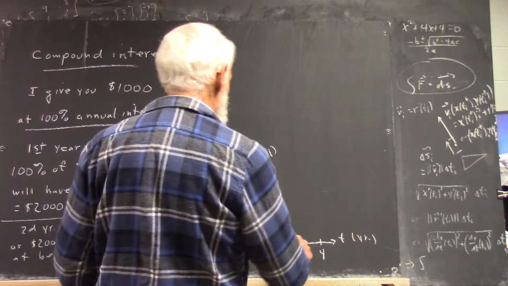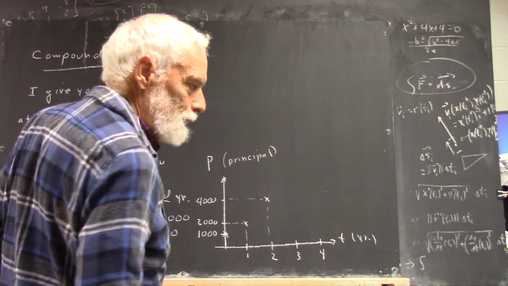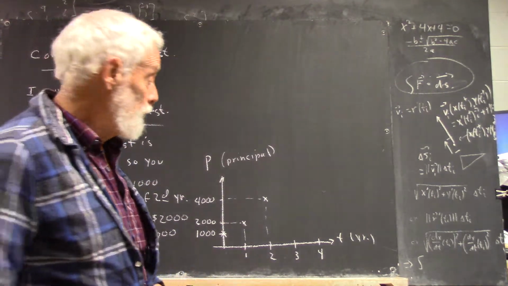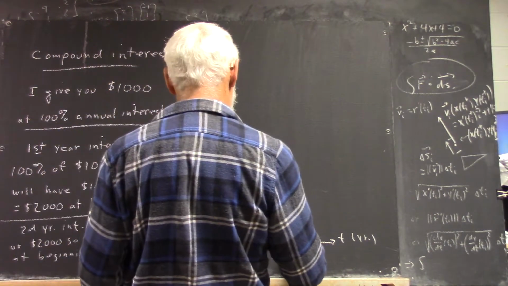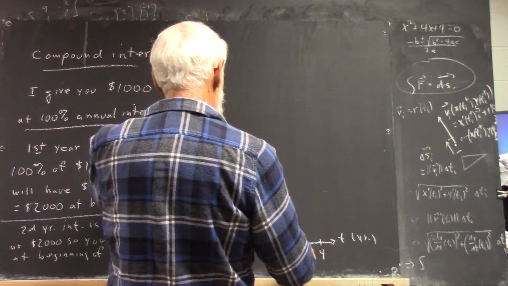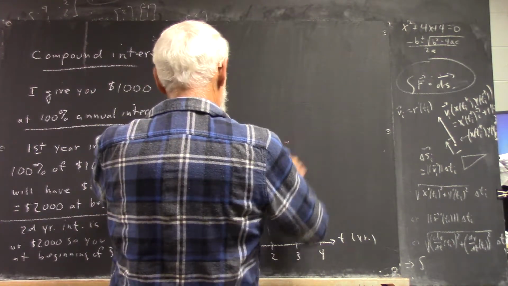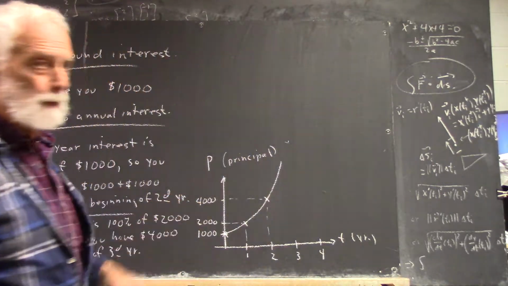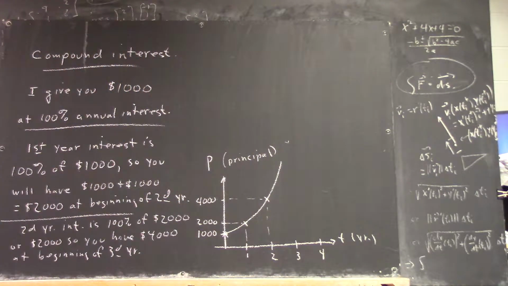And then in the third year, you can see that you're going to get 100% of your $4,000, which is another $4,000. So you're going to have $8,000, right? So 8,000 is way up here. So we can kind of locate where this point is. Okay, what kind of a graph is this? It's exponential. What's the doubling time? A year. 1 year. Okay?